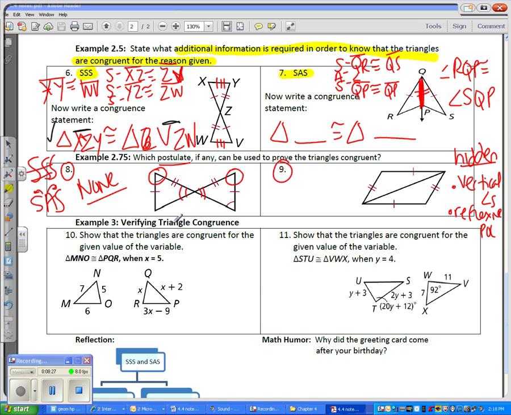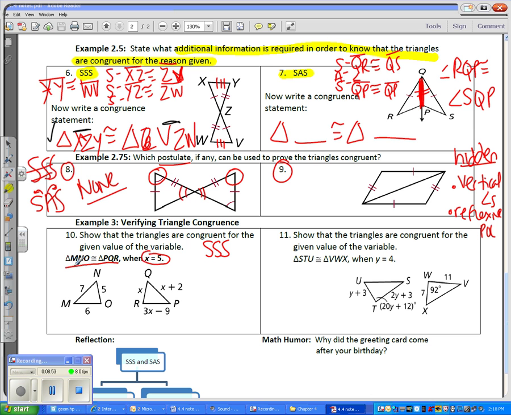Example 3 says verifying triangle congruence. Verify means prove it right. So show that the triangles are congruent for the given value of the variable. So I'm telling you that these triangles are already congruent. You don't have to tell me SSS or SAS. But is it true that they're congruent if x equals 5? So let's see. Notice that they gave us 3 different side lengths, no angles. So I know I'm going to be using SSS to prove that these triangles are congruent.